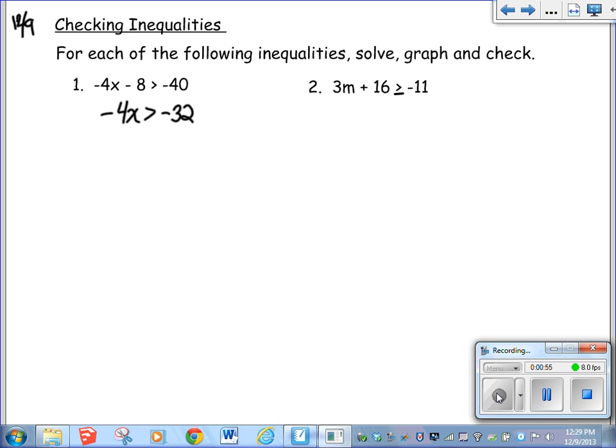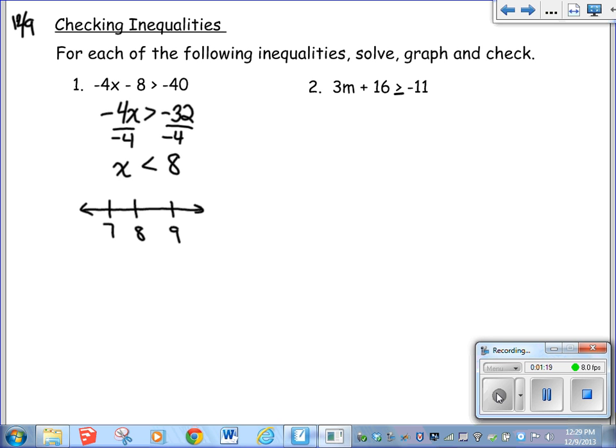Negative 4x and negative 32 over negative 4. Okay, divide both by negative 4. We get x. When we divide by negative 4, Mary? Got to reverse the inequality. It becomes less than what, Mary? 8. All right, so then you go ahead and graph that on your number line.